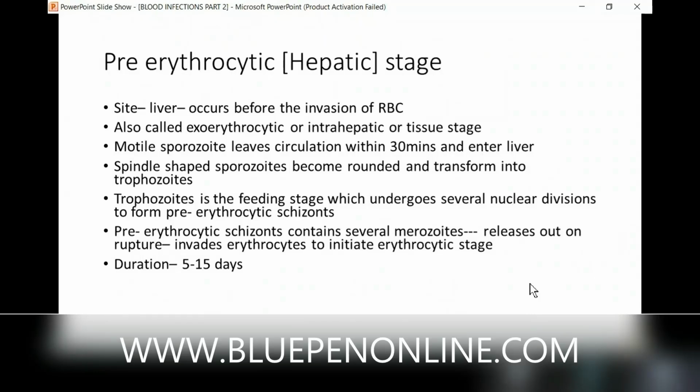So first there will be sporozoites. The sporozoites enter the hepatocytes, and in the hepatocytes they change from spindle-shaped sporozoites to oval trophozoites. The trophozoites then undergo several nuclear divisions to form pre-erythrocytic schizonts, which contain the merozoites. Then the pre-erythrocytic schizonts rupture and release the merozoites into the circulation, and in the circulation the merozoites invade the RBCs. So this is called the pre-erythrocytic stage. In the pre-erythrocytic stage, the duration is about 5 to 15 days. You got it, guys? Understood, right?